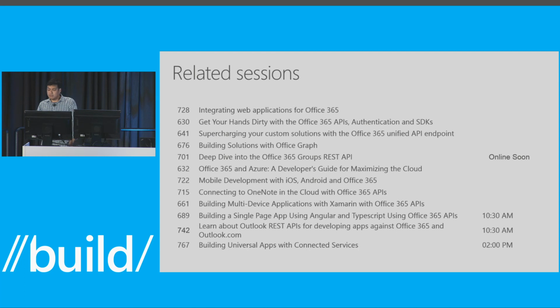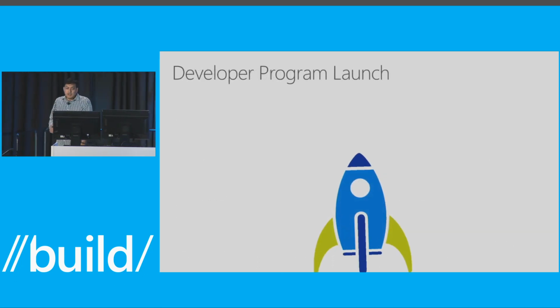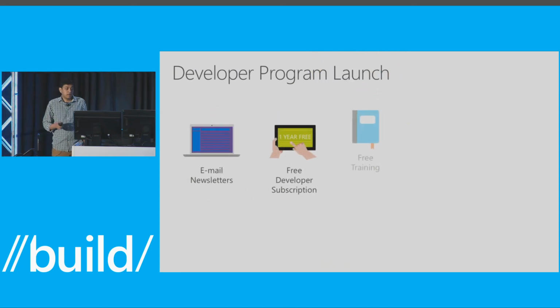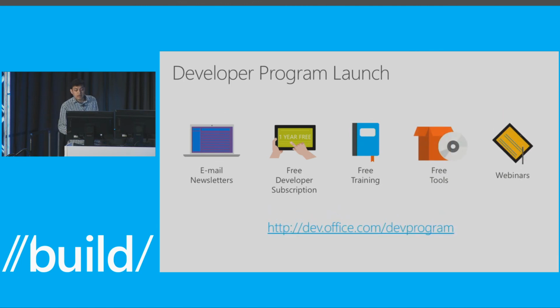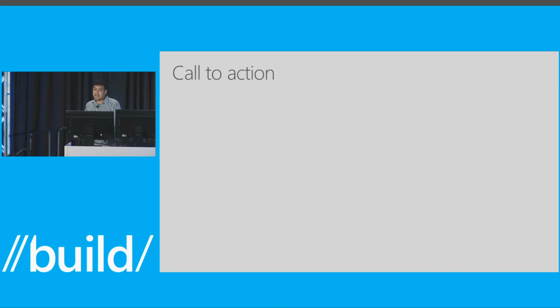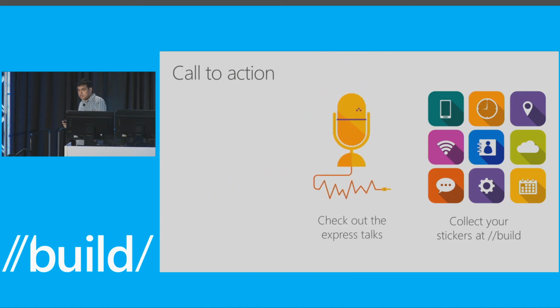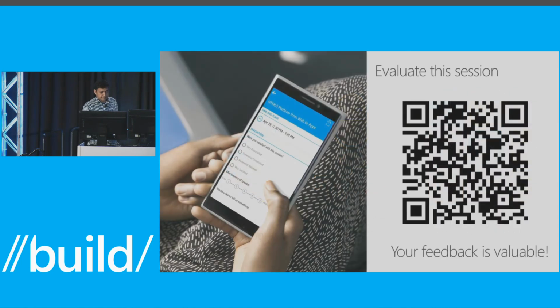Related sessions, most of the sessions are done. They'll all be available online. There's one more, building universal apps with connected services, I recommend you go to. These are slides that we've been asked to put for all Office 365 sessions, but they're very useful because there's a bunch of information available on the dev program site where you can get emails, free developer subscriptions, training, call to action. Don't forget to collect your stickers. Check out Express Talks and sign up for the developer program.